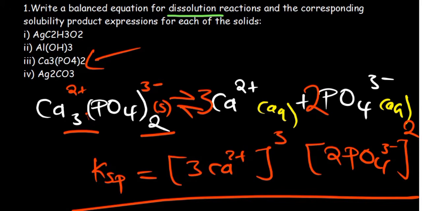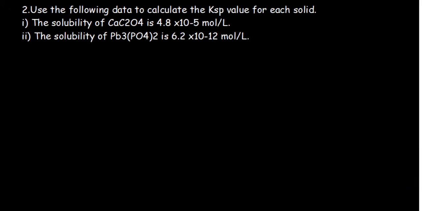Question 2. We are asked to use the data to calculate the KSP value for each solid. So the first thing that we would want to do first of all is write the dissolution reaction, which is very, very important. So if I look at the first one, it says calcium, and then we have C2O4 as our solid. Okay.